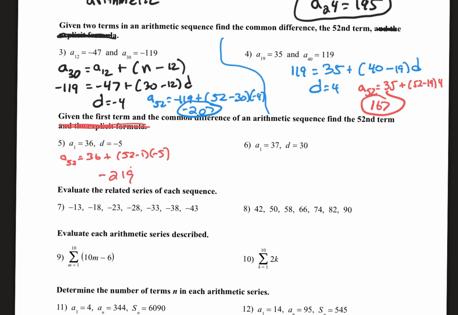Negative 219. The next one, A of 52 equals 37 plus 52 minus 1 times 30. So 37 plus, parentheses, 52 minus 1 times 30. 1,567.